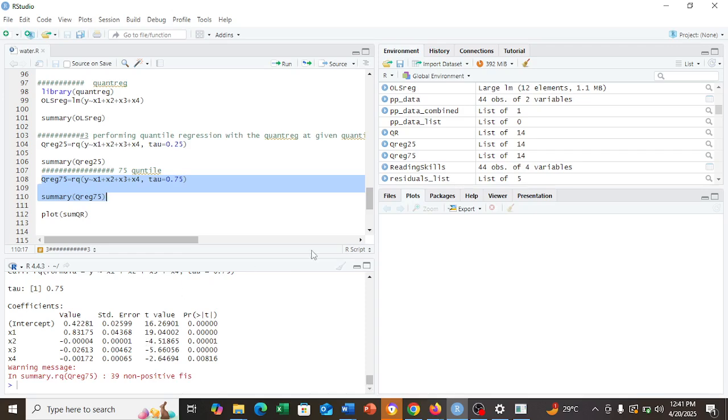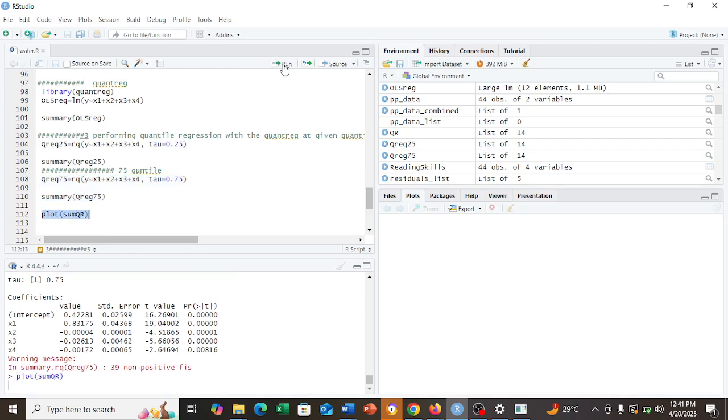You can equally plot your summaries. So if I run this, I expect to have my output here. My output should come. I don't know why it's delaying. Okay, output should come.